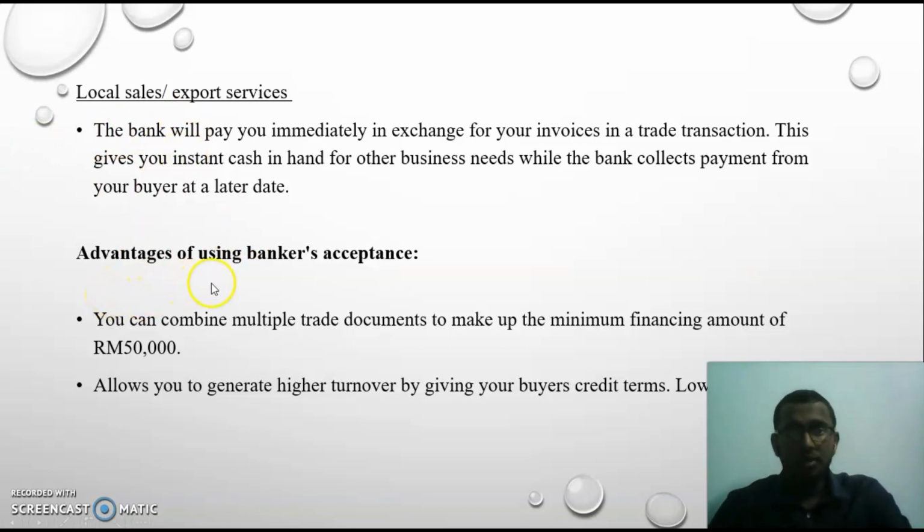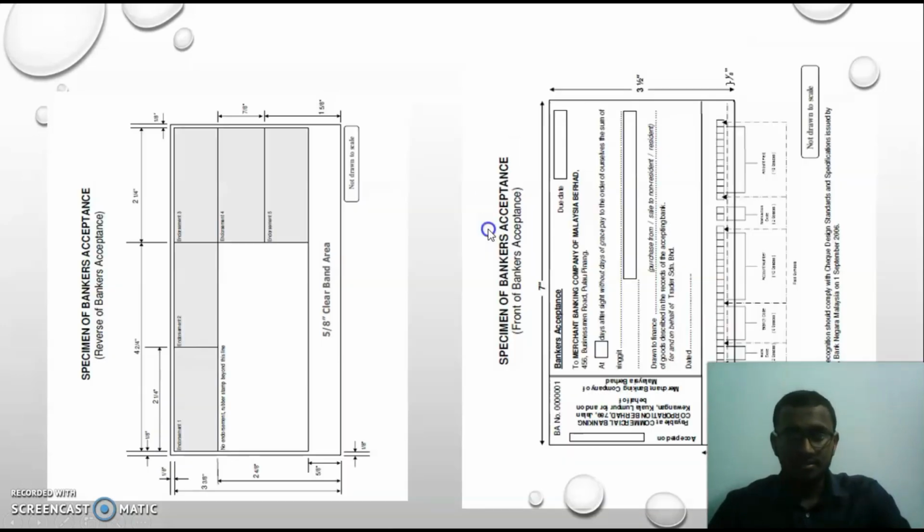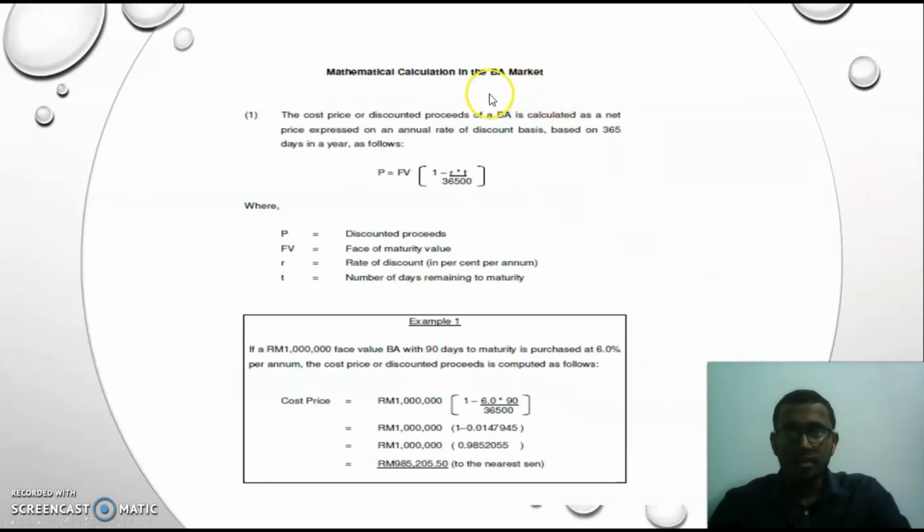You can combine multiple trade documents to make up a minimum financing amount of 50,000. It allows you to generate higher turnover by giving your buyers credit terms, low charges and advice. So this is an example form for the reverse of the banker's acceptance and the front of the banker's acceptance. So this is the calculation for the BA market.